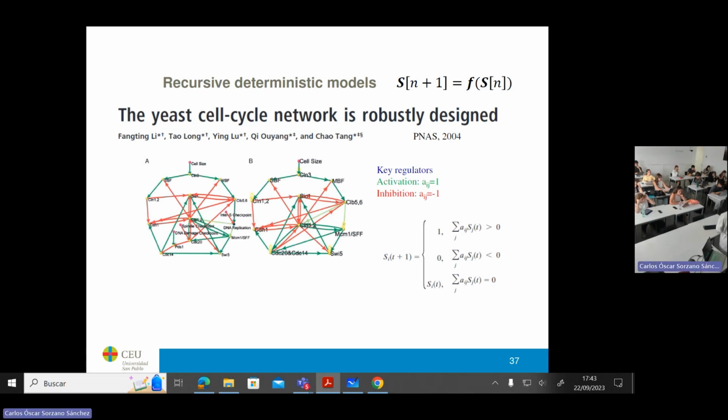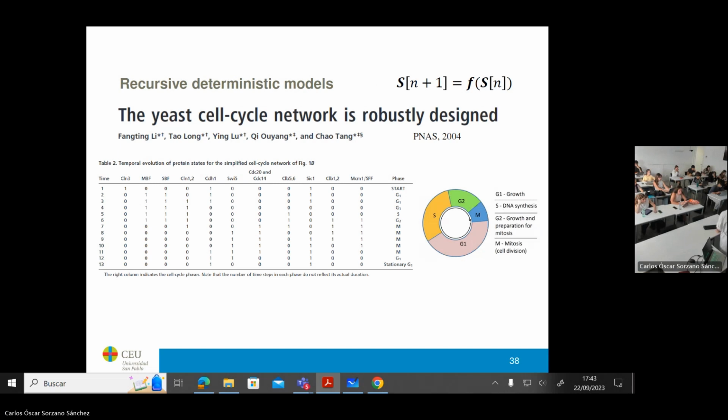so these arrows, they are able to simulate, and they see that if they start at some particular state, then it goes to G1, and then it goes to S, and then it goes to G2, and then it goes to M, and then it goes again to G1. So this is really powerful, even if the model is very simple.